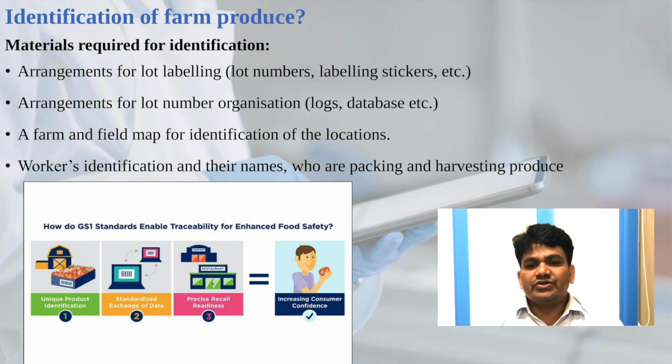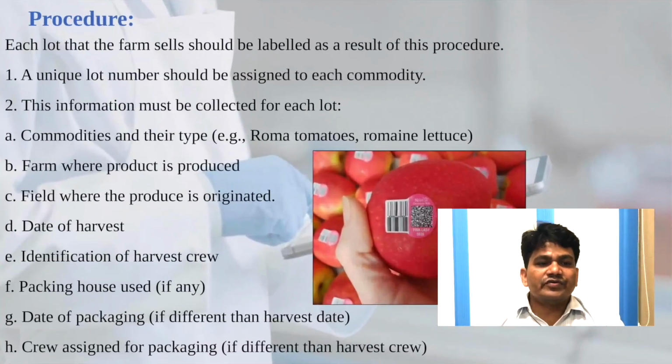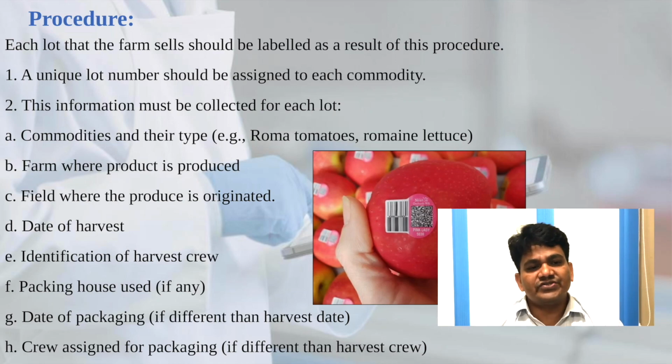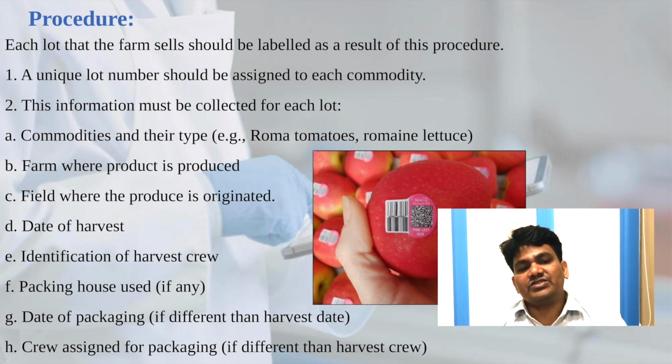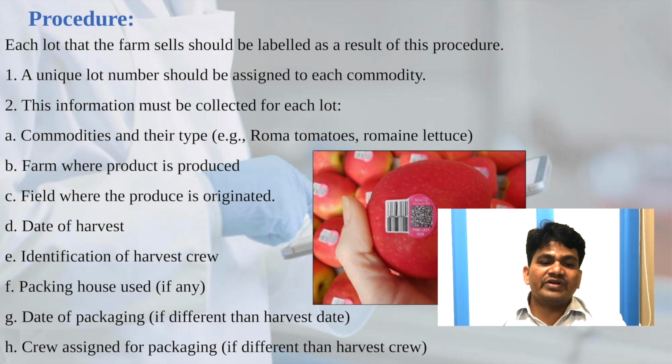What kind of procedure can we have? Each lot of farm sales should be labeled as a result of this procedure, and there are several approaches we can take. The unique lot number should be assigned to each commodity, and this information must be collected for each lot, like the commodities and their type, such as Roma tomato and romaine lettuce.